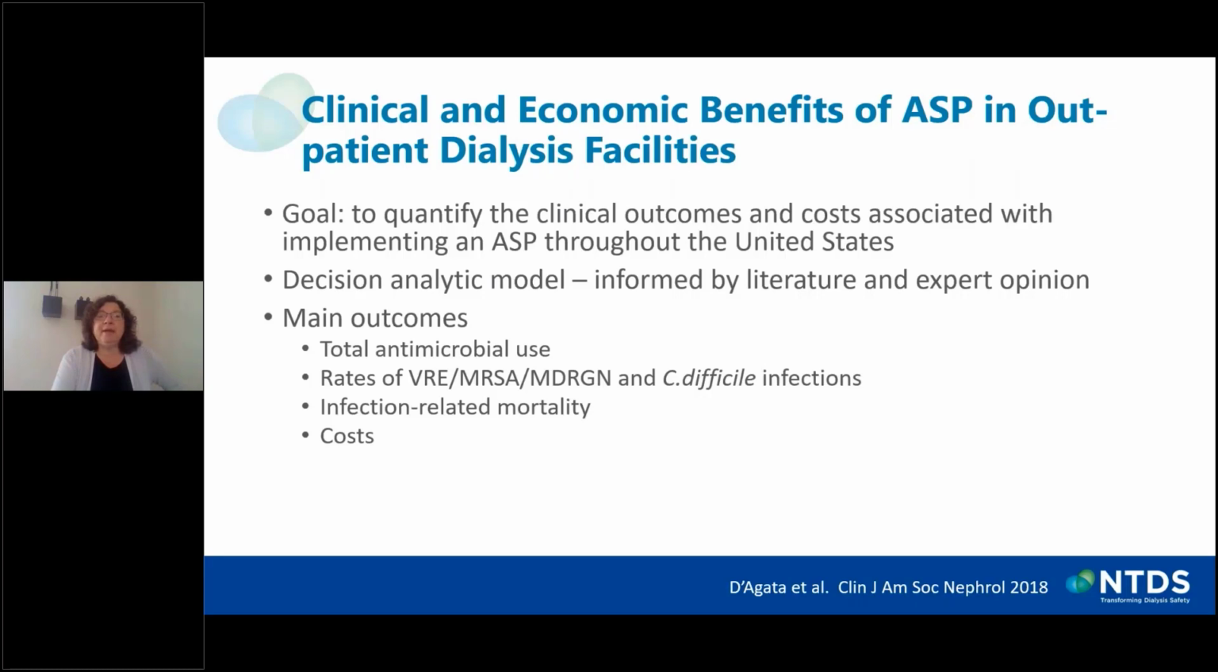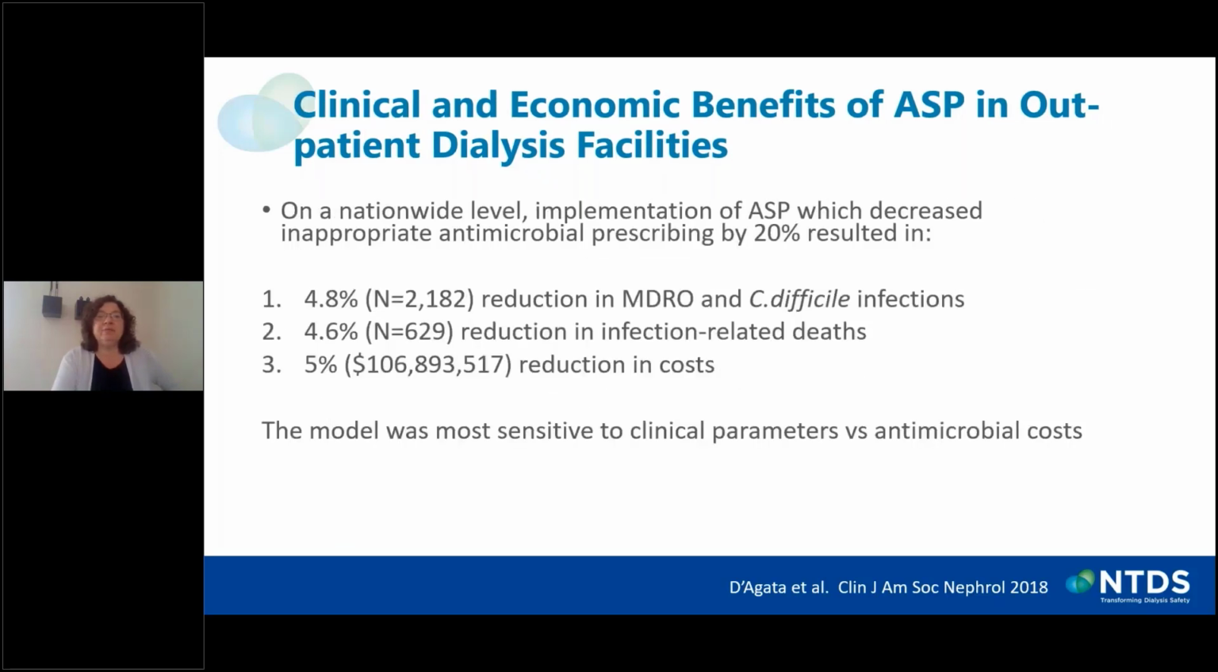So what are the clinical and economic benefits of implementing an ASP, so antimicrobial stewardship program in outpatient dialysis facilities? We looked into this by generating a decision analytical model that looked at total antimicrobial use and the effectiveness of a stewardship program, rates of VRE, MRSA, multi-drug resistant gram-negatives and C-DIFF, and infection-related mortality, and lastly, costs. So on a nationwide level, this model showed that implementing an ASP, which decreased inappropriate antimicrobial prescribing by 20%, resulted in a 4.8% reduction in MDROs and C. diff infections, a 4.6% reduction in infection-related deaths, and 5% reduction in costs.